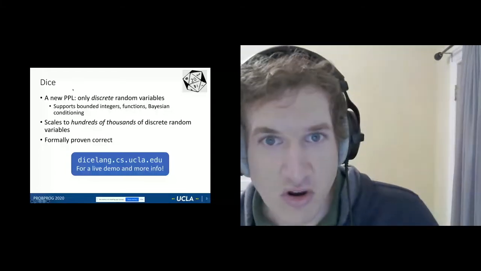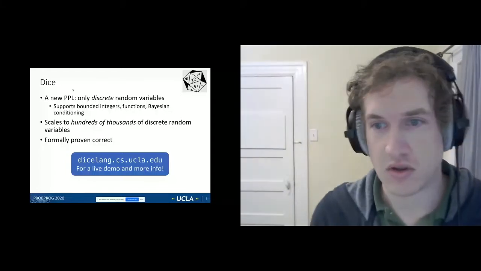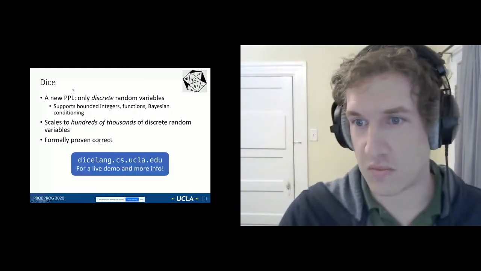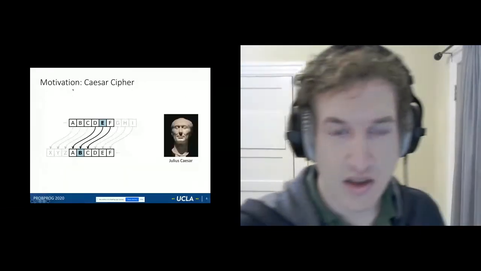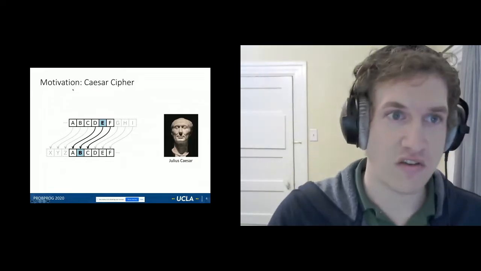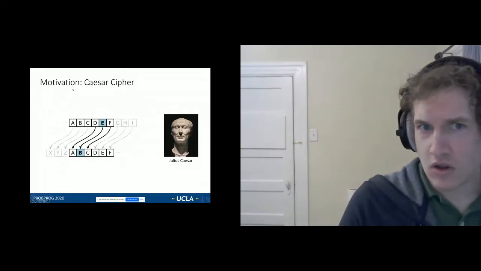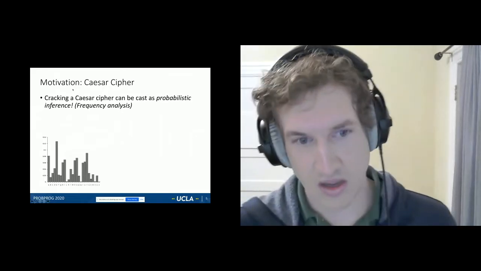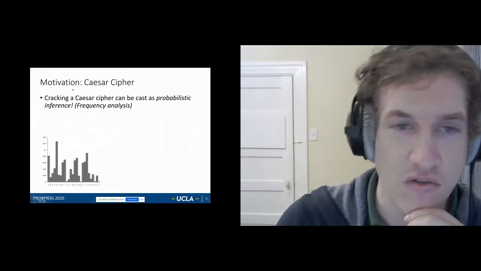So I'm going to jump into a motivating example of a discrete problem. The problem we're going to talk about is a Caesar cipher, which is an encryption algorithm that's been used since antiquity. The idea is that you swap letters. So E becomes B, D becomes A, and then that's your ciphertext. Cracking a Caesar cipher can be cast as probabilistic inference using something called frequency analysis. You assume that letters are drawn from the English alphabet, and then you use that to infer what the key was.